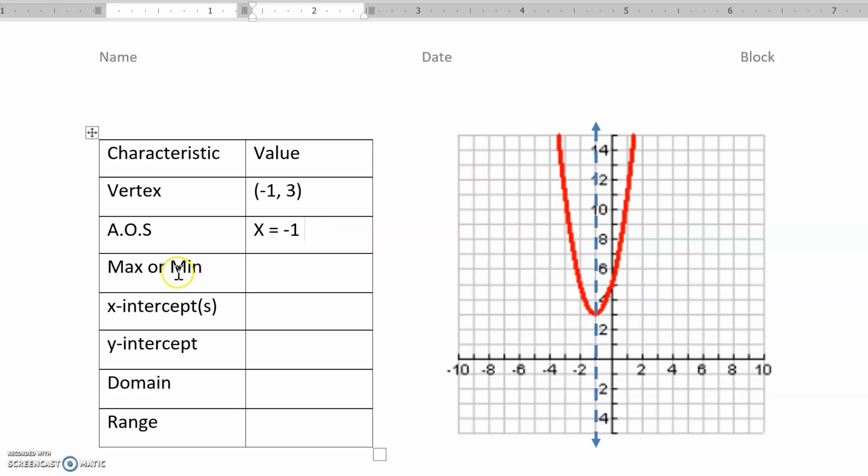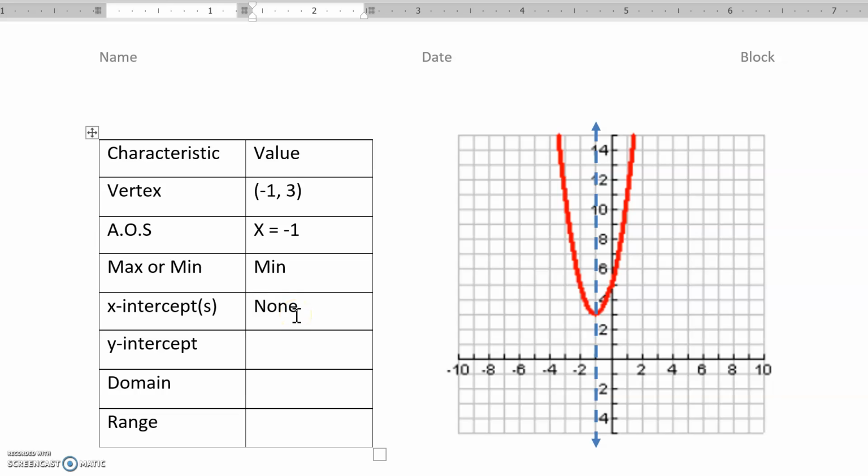So does this graph have a maximum or a minimum? Remember, the max has a mountaintop, the minimum has a valley. So if we look, we're in a valley here, so this graph has a minimum. Looking for our x-intercepts. Remember, x-intercepts are the solutions, they're the roots, they're the zeros. Looking at this, the graph does not cross the x-axis. So there are no x-intercepts.